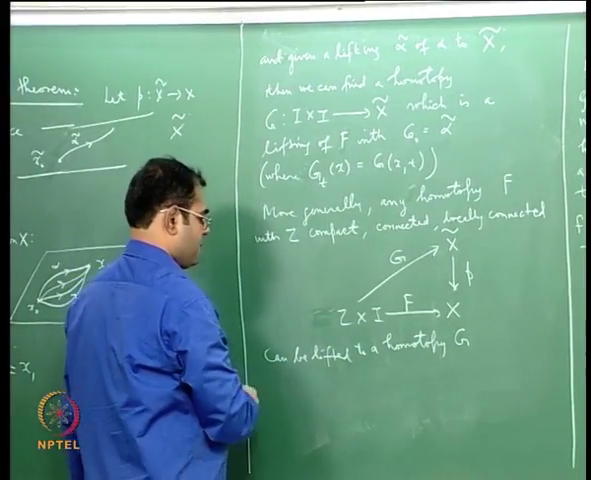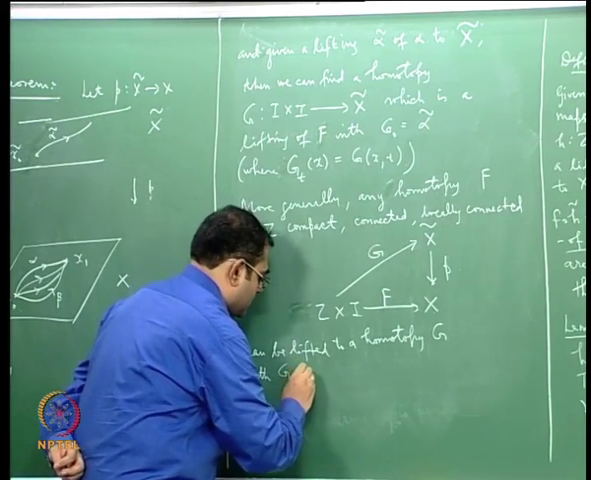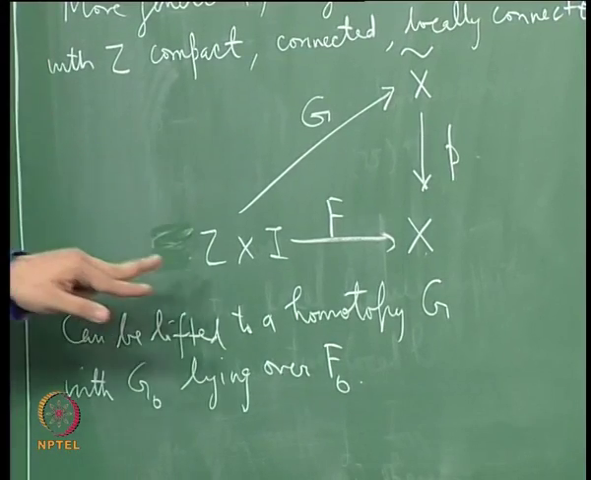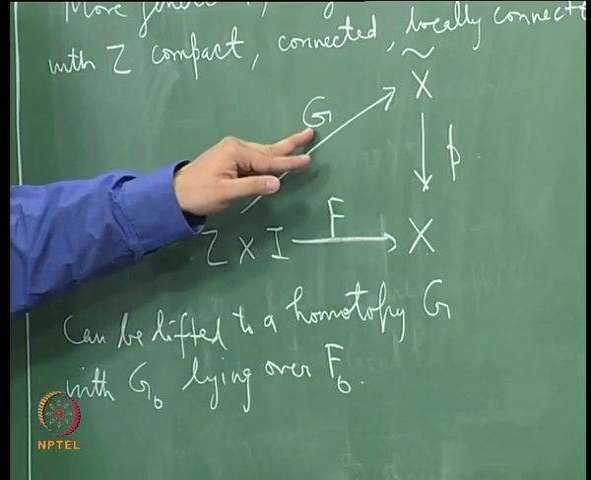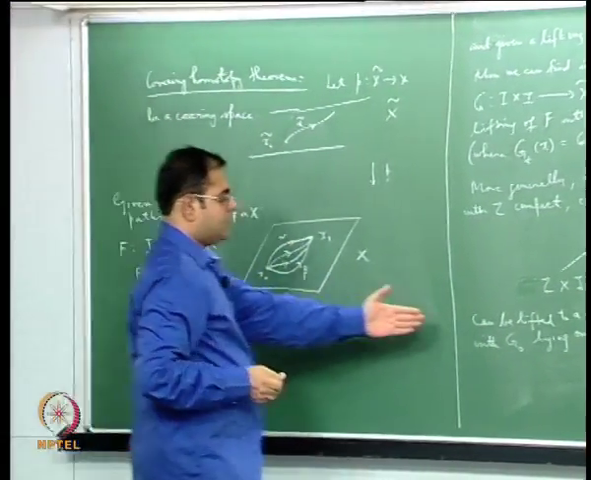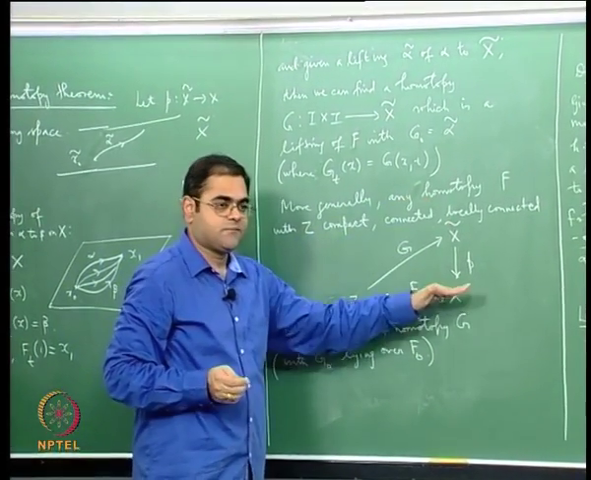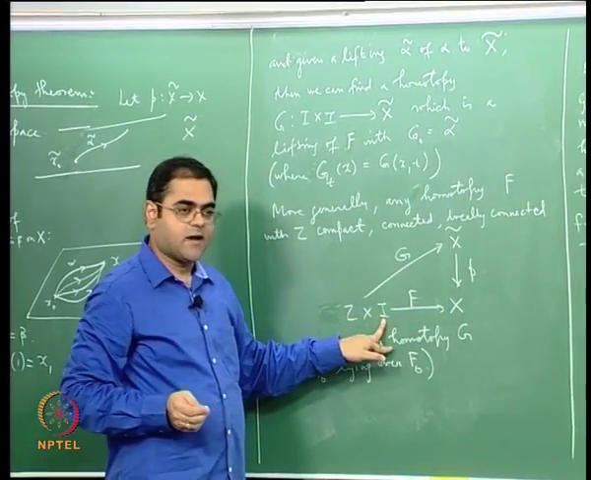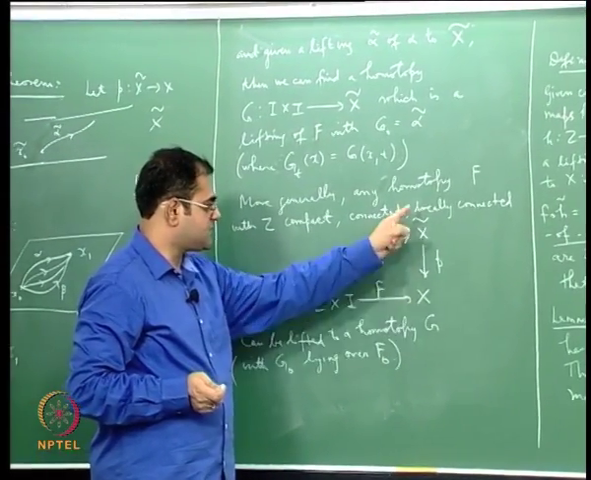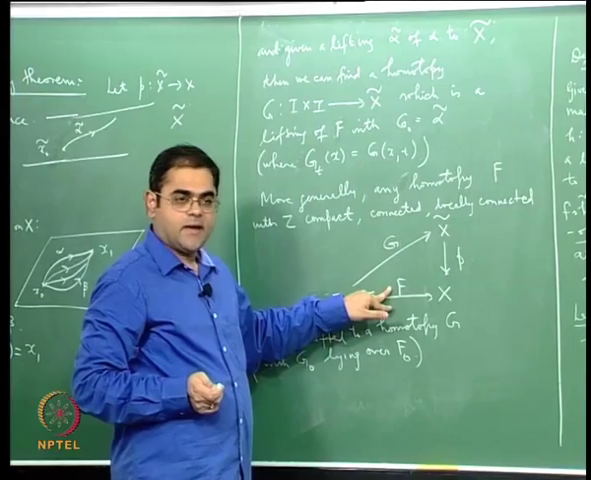So I should say with G0 lying over f0, okay. So G0 is just g of x comma 0, and f0 is f of x comma 0. So when I say it can be lifted to homotopy G with G0 lying over f0, I mean this is understood because G followed by p is f, so Gt will lie over ft, okay, for each t in I, right. But the point is of course, as I told you, this being a covering map, this homotopy is a lift of f, okay.